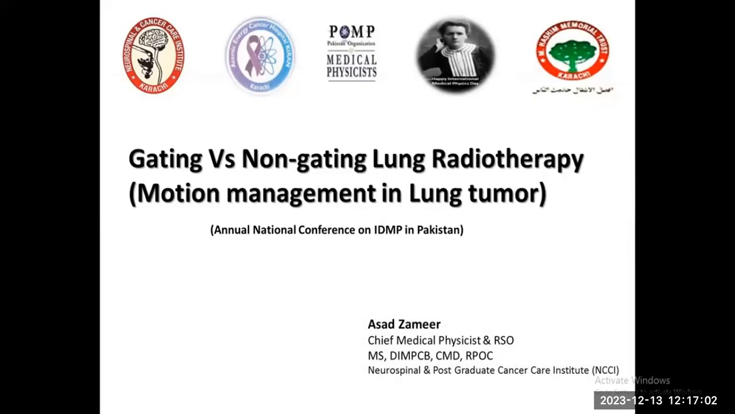So what is gating treatment? It is a simple method and technique which we use to treat the moving organs, because in our body we have many organs that move during radiotherapy, and it is very difficult to deliver the dose to moving organs.